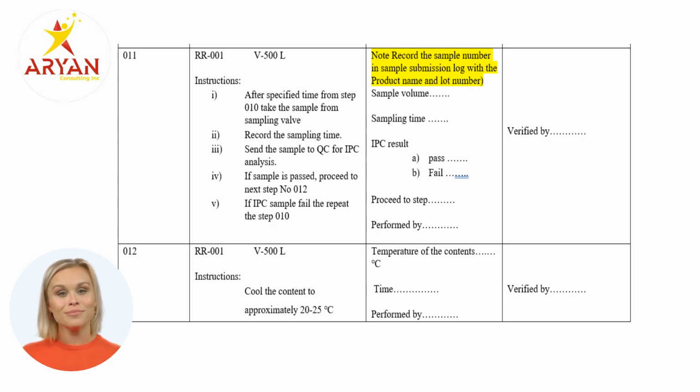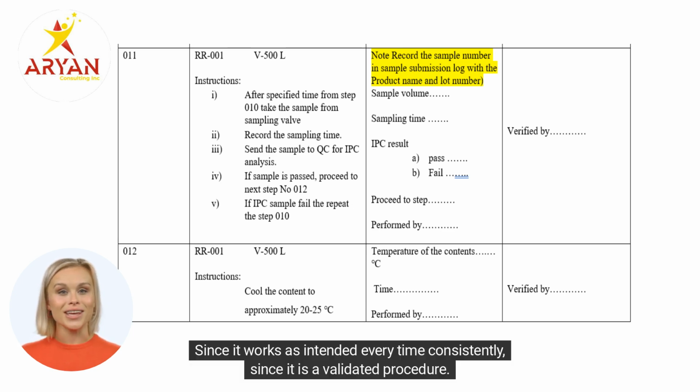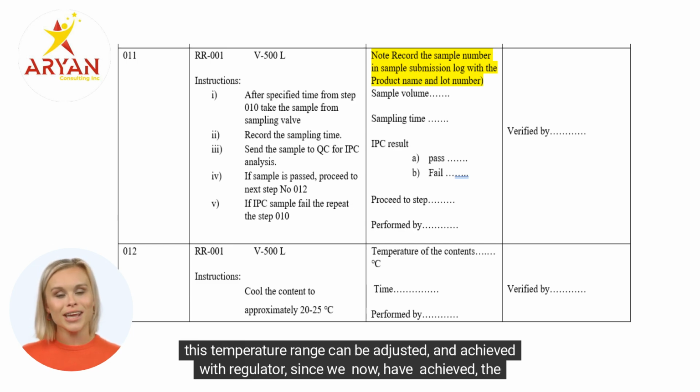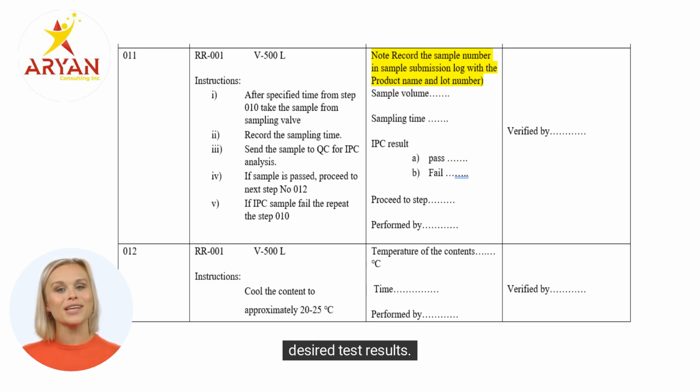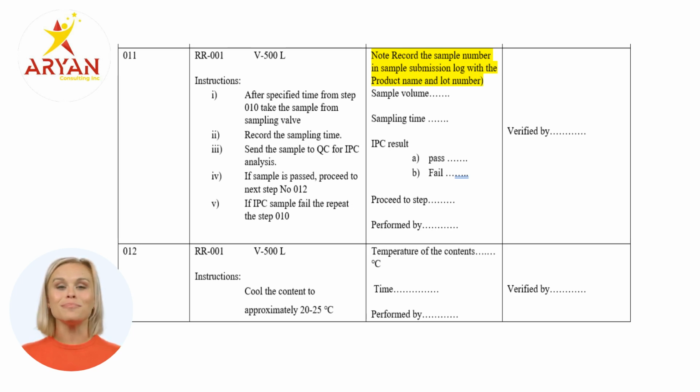99.99% of the time, there is no need to do the reaction again, since it works as intended every time, consistently, since it is a validated procedure. Step 12 is now asking the technician to cool the content of the bioreactor to between 20 to 25 degrees. This temperature range can be adjusted and achieved with a regulator since we now have achieved the desired test results. The technician shall record the exact temperature and the verifier shall verify the activity with initial and date.